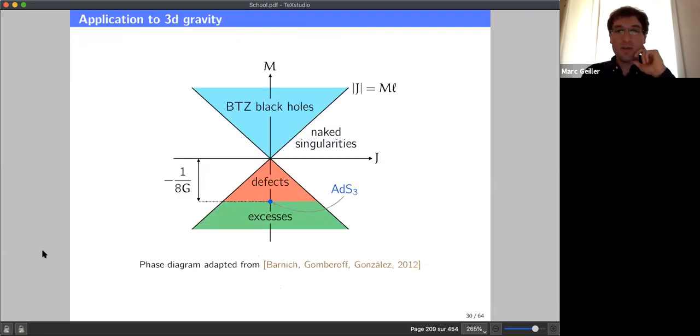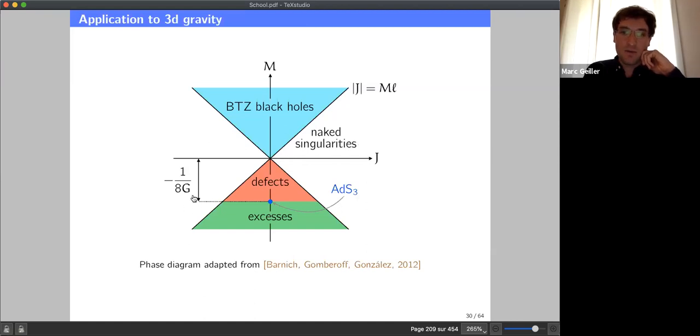So secretly, what we have written here is a family of solutions. And this family of solutions, you can organize in this nice phase diagram, which I took from a paper by Barnich, Gomberoff, and González. This is just showing you that there is, in fact, some rich structure even in three-dimensional gravity. Namely, you have this kind of phase space of solutions.